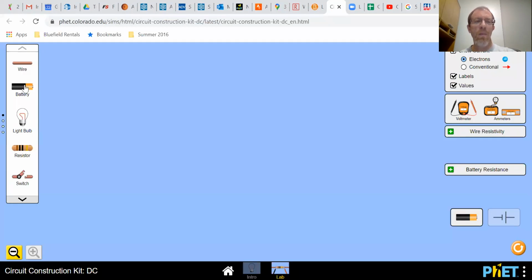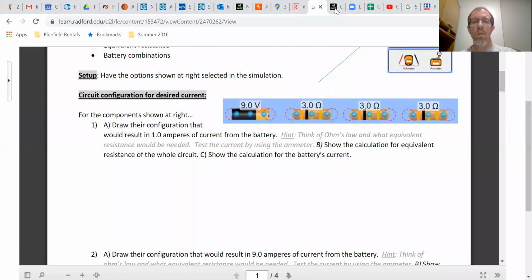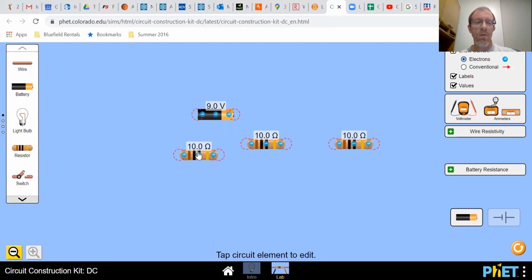So here's a battery. And we notice it's a 9-volt battery. Let's start pulling out resistors. Resistor 1, resistor 2, resistor 3. Those are all 10 ohm resistors. If we flip back over here, we needed 3 ohm resistors. So let's click on this.